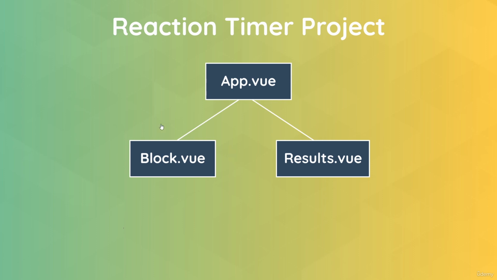And then once we've done that, we show the results.vue component, which is where we show how long the user took to click on that and their rank as well. So like I said, really simple to begin with, but hopefully this practice of creating a project with multiple components will just reinforce everything that we've learned so far.